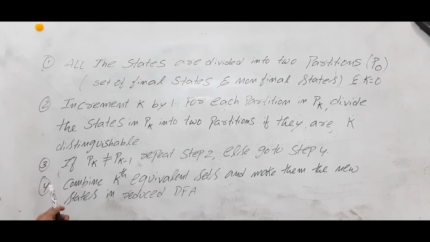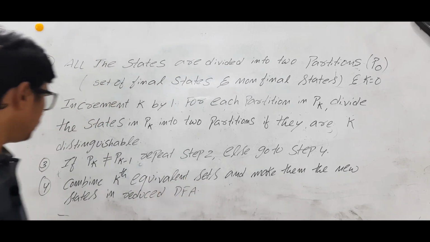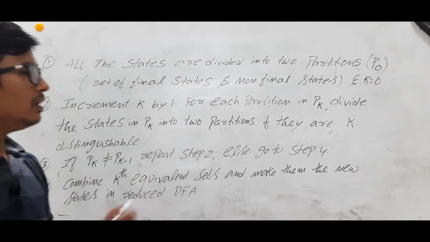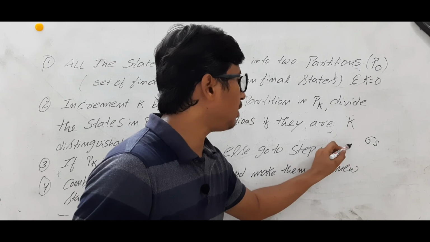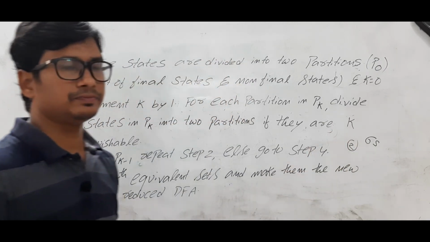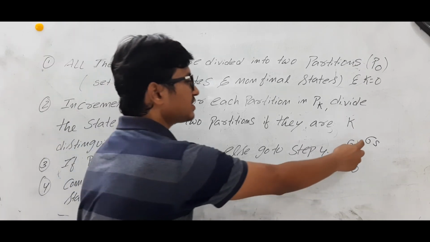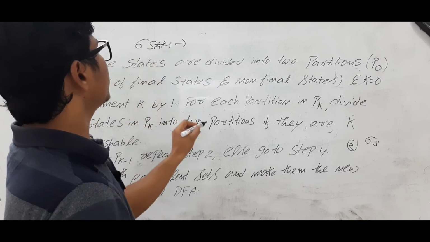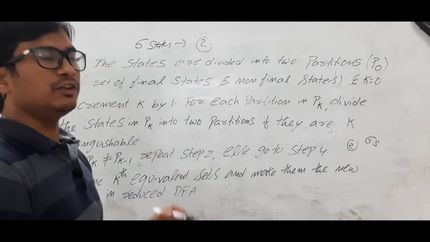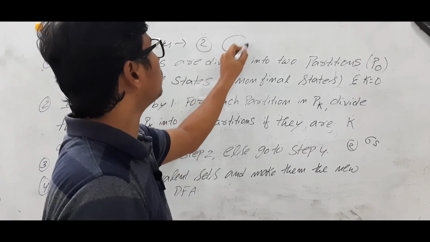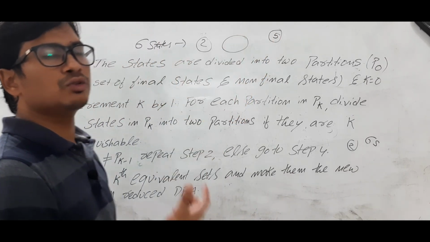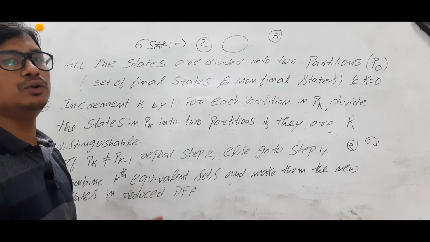After stopping, what we will do: combine the kth equivalent sets and make them the new states in the reduced DFA. Because let's take that you have six states and you have found that 2 states are equivalent. Is it clear? That is what the objective is. Out of the 6 states, you have identified 2 states are equivalent. If 2 states are equivalent, you will combine them and make them into 1 state. Then how many states will be there? Only 5 states will be there. So with those 5 states, you will construct the new reduced DFA.